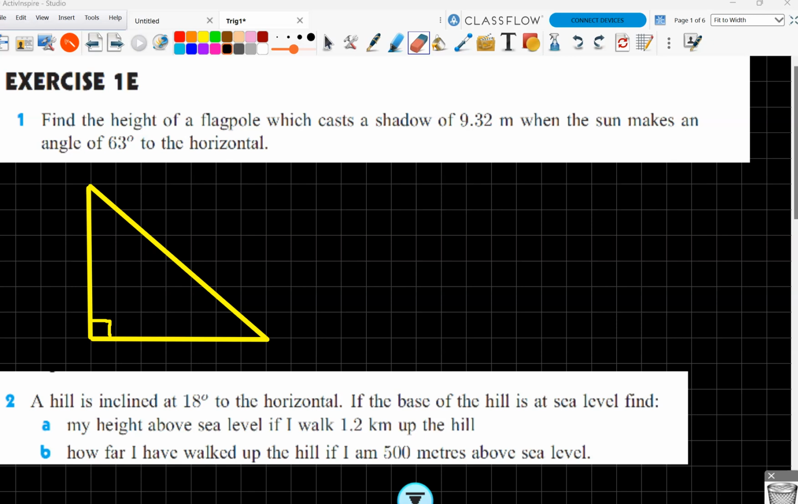We've got: find the height of a flagpole, which casts a shadow of 9.32 meters when the sun makes an angle of 63 to the horizontal. So draw the good old right angle triangle. This side here is our flagpole, so that's what we want to find. We'll put a nice big X there. It casts a shadow of 9.32 meters.